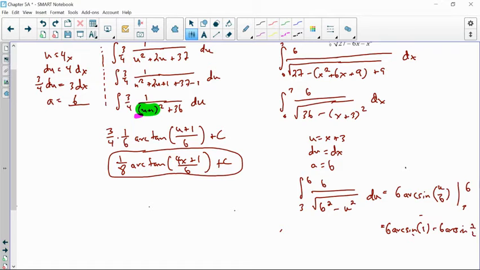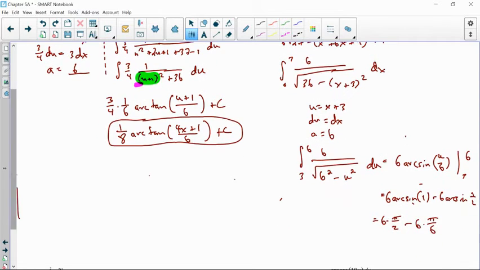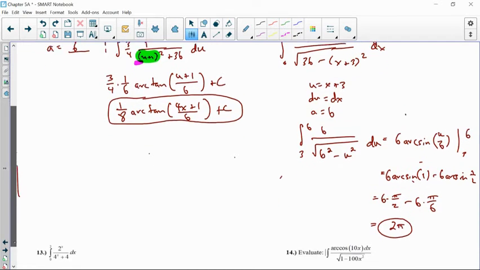Arcsine of 1, think about where the sine is 1, is equal to pi over 2. So this is 6 times pi over 2 minus 6 times arcsine of 1/2, which would be pi over 6. So we get 3 pi minus 1 pi, which is equal to 2 pi, is my answer.